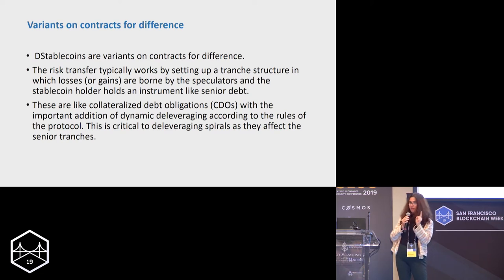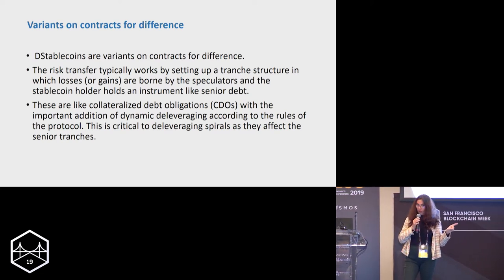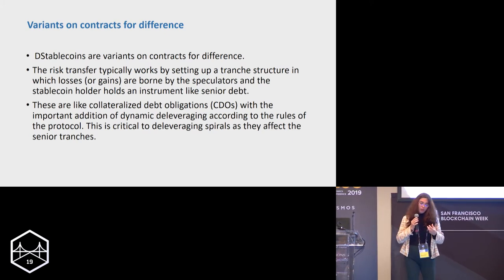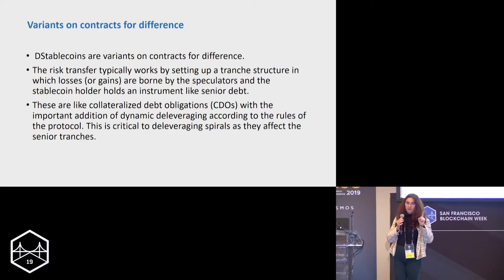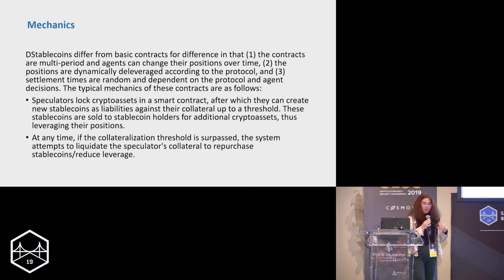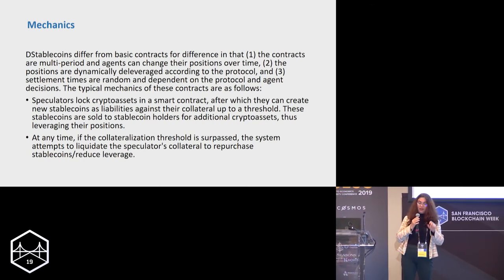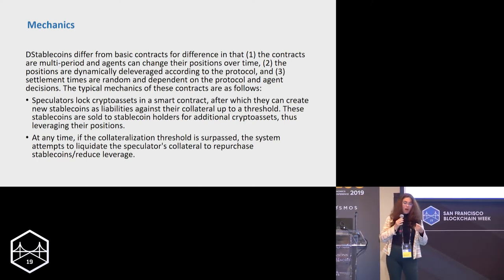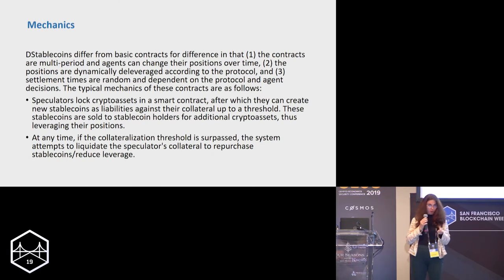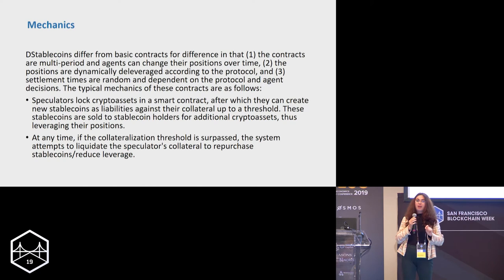There is, however, a very important difference to the so-called collateralized debt obligations. They were, in some sense, static. There was no dynamic deleveraging or leveraging involved. They were set up at a time, and then the contract was held to maturity. What you have now is a situation where you could potentially deleverage the structure in a way to ensure its stability. And that is a very important distinction. So the difference, I emphasize, is that the contracts are now multi-period and agents can change their positions over time. The positions can be dynamically deleveraged in a way to ensure their stability. The settlement times are random and depend on the protocol. And a well-designed protocol will make sure that under settlement, the impact is very small.